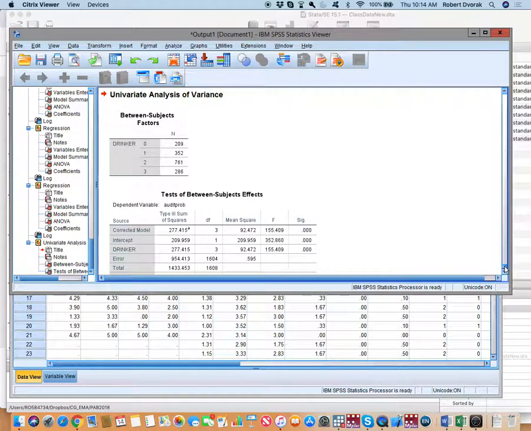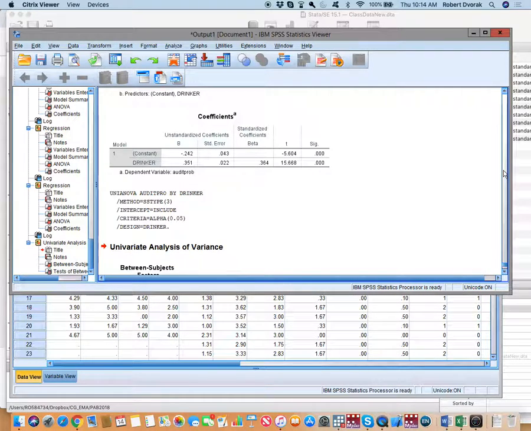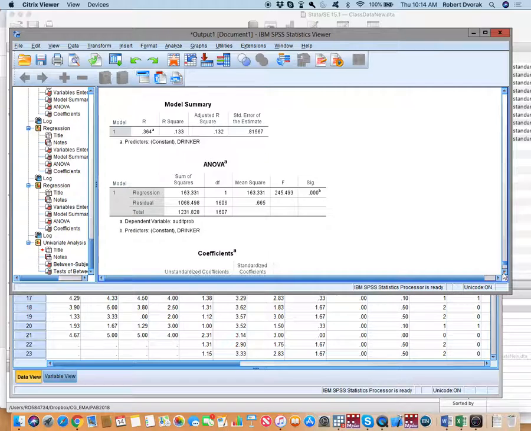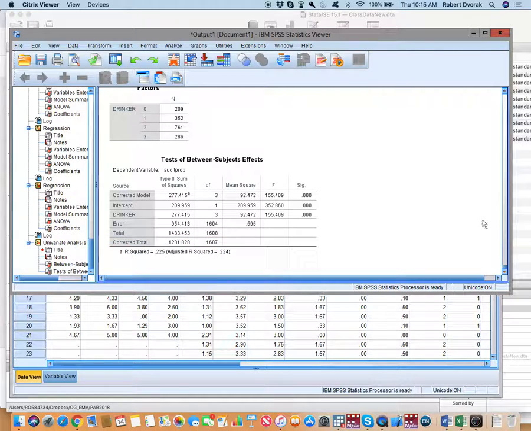Now, if those were the same, then we would expect our F for this to match our F for our regression model, right? And so the F for drinker here is 155.409. In our regression model, the F was 245.493. Very different, right? Not the same thing at all. So how can we do a regression model and get the exact same thing that we get with an ANOVA?